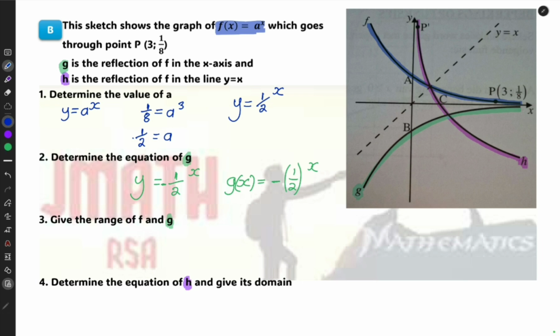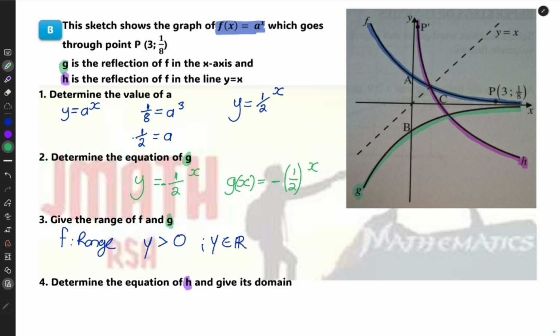Okay, so the range of f, you can just say f range. So if I look at the blue graph, if I read from the bottom to the top, which y values do I get? It's just above the x-axis, so therefore it only exists when y is greater than 0. If you want to, you can put y as an element of real numbers. That's it. That is the f range.